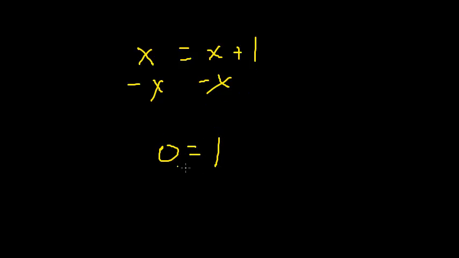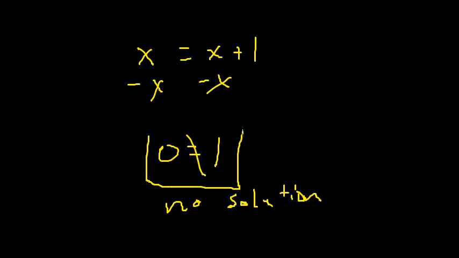Let's take a look at what happens when solving this problem. If I have x equals x plus 1, I want to get the x's on the same side, so I subtract x from both sides. x minus x is 0, and that equals 0 plus 1, which is just 1. Now it says 0 equals 1. Well, that is not true. What this means is that this equation has no solution. Anytime all of your variables cancel out and you're left with something that is not true, you have no solution.